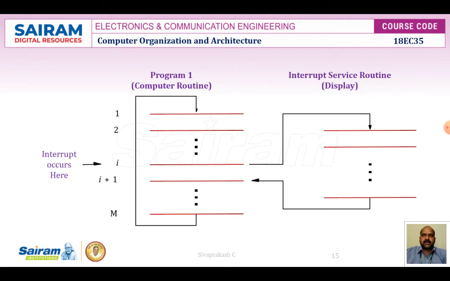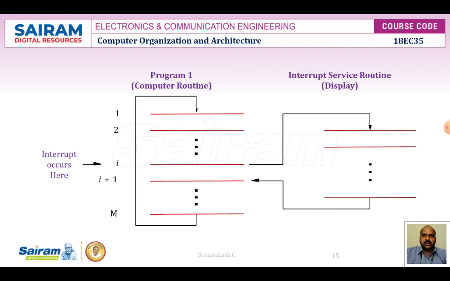The processor first completes the instructions up to instruction i. Then the processor loads the program counter with the address of the first instruction of the ISR. After the execution of the ISR, the processor has to come back to instruction i plus 1. Therefore, when an interrupt occurs, the current content of the program counter is put into a temporary storage location. A return at the end of the ISR reloads the program counter from the temporary storage location.